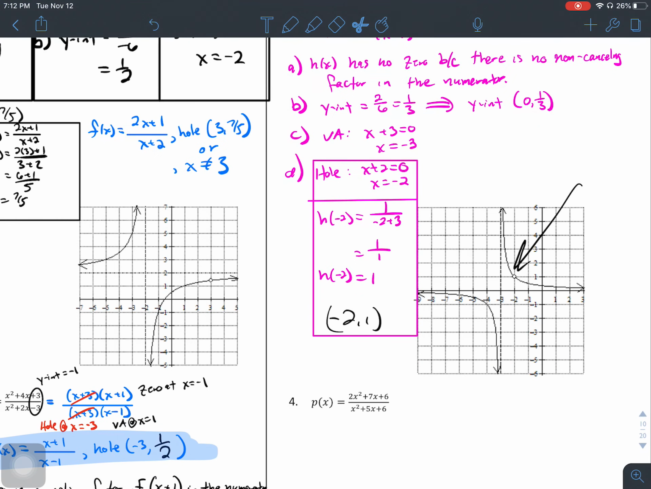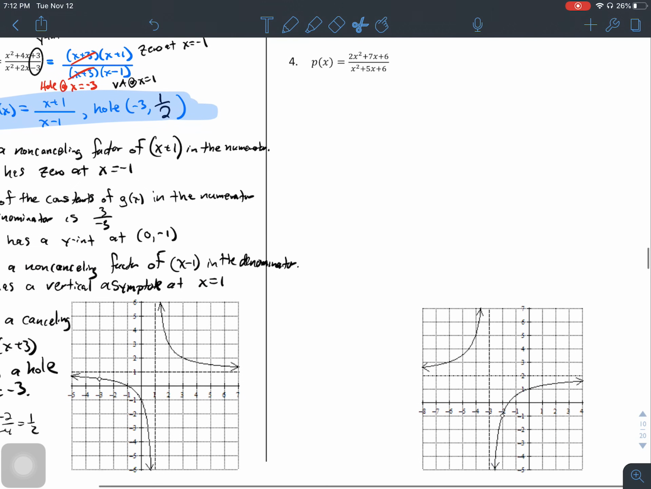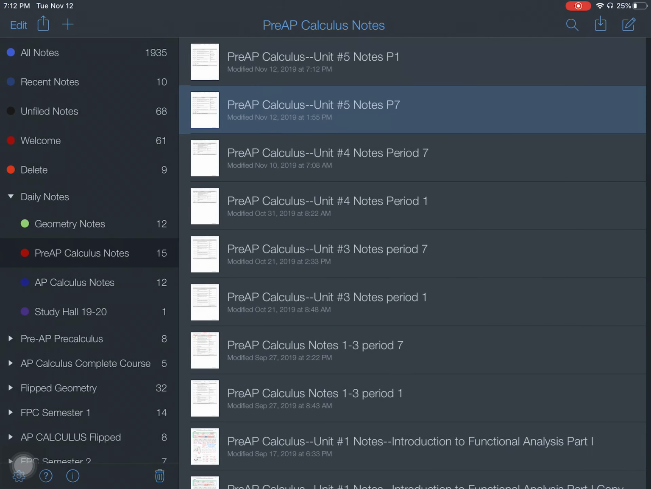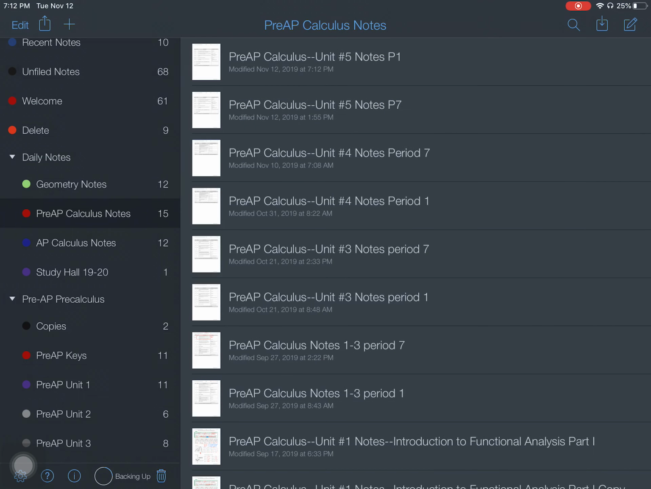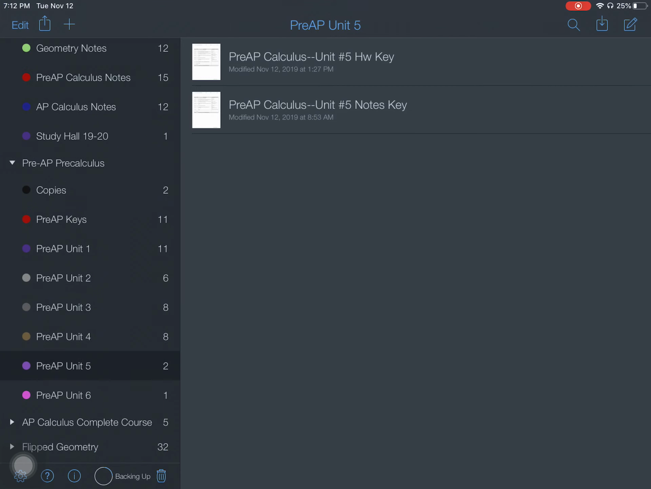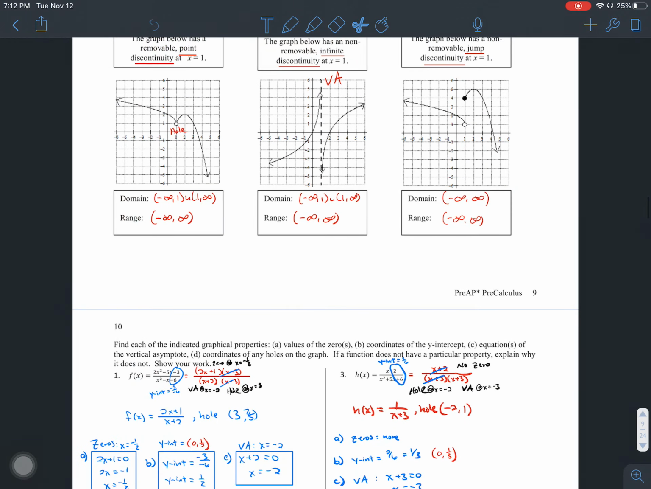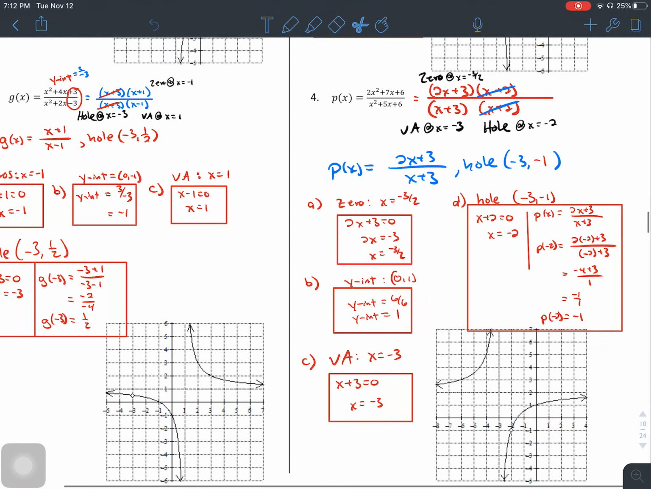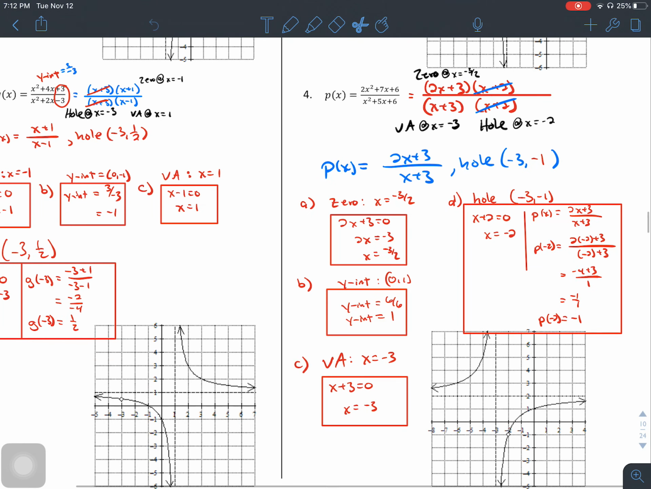So one left to do. Do this one on your own. And then after you do it on your own, pause the video, do it on your own, then come back to this and see what's here. And while you're doing that, I'm going to find my key for this, and I'm going to bring it up. It would look like this. That's how your work could look for this.